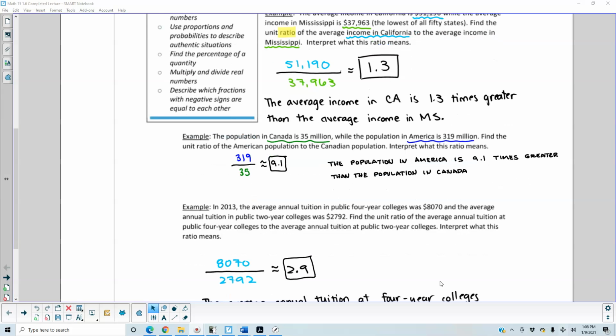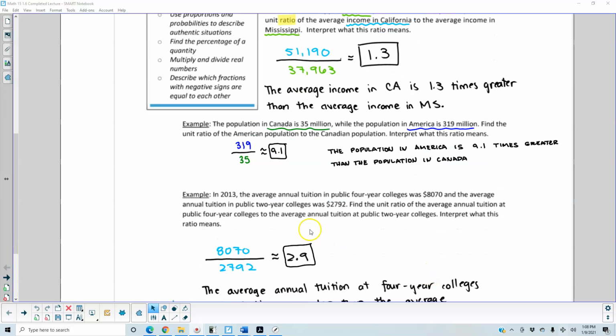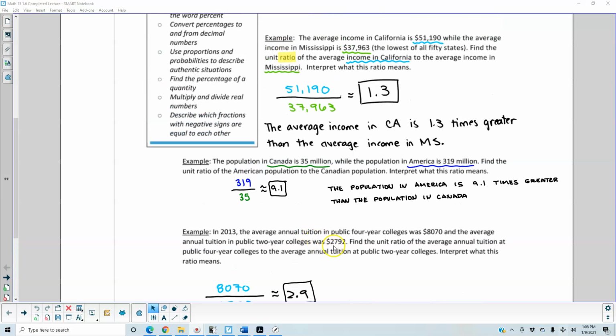Next example. In 2013, the average annual tuition in public four-year colleges was $8,070, and the average annual tuition in public two-year colleges was $2,792. Find the unit ratio of the average annual tuition at public four-year colleges to the average annual tuition at public two-year colleges, and then interpret what this ratio means.